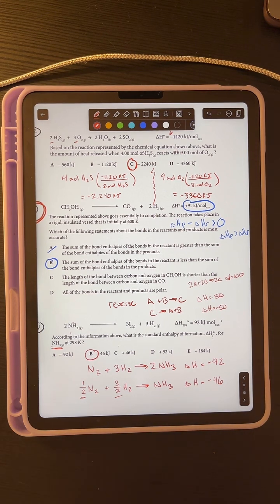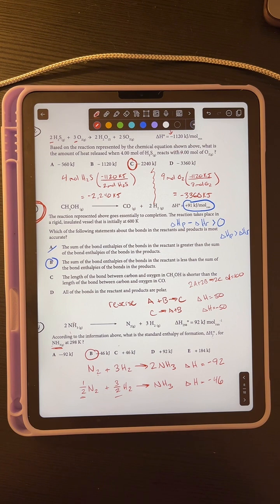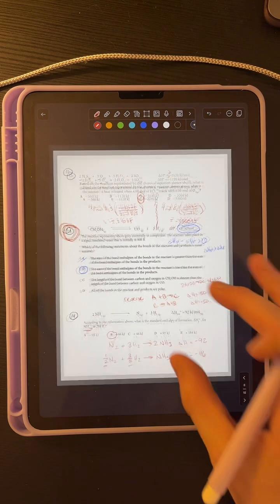Hess's law is fun and interesting. It's like a little brain teaser. All right, we have 6 more multiple choice problems, and then we'll get into our free response.